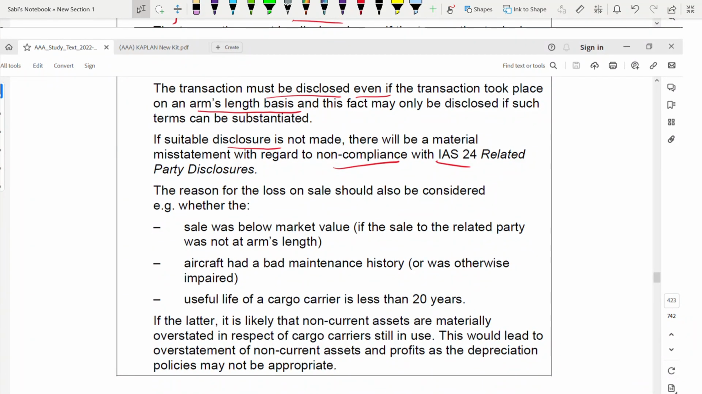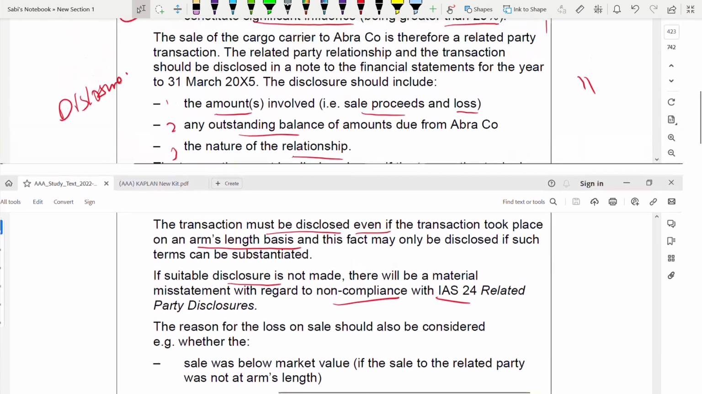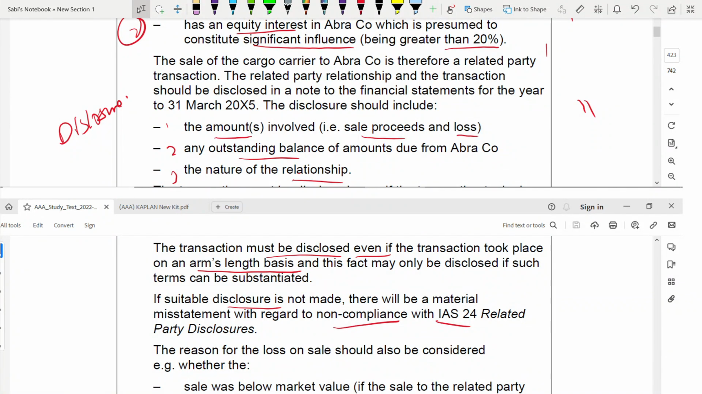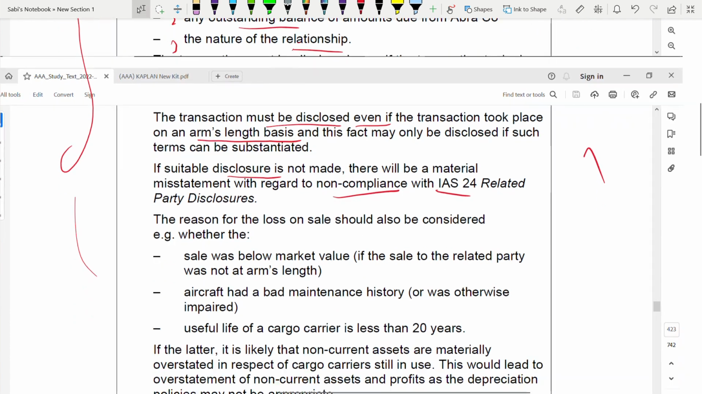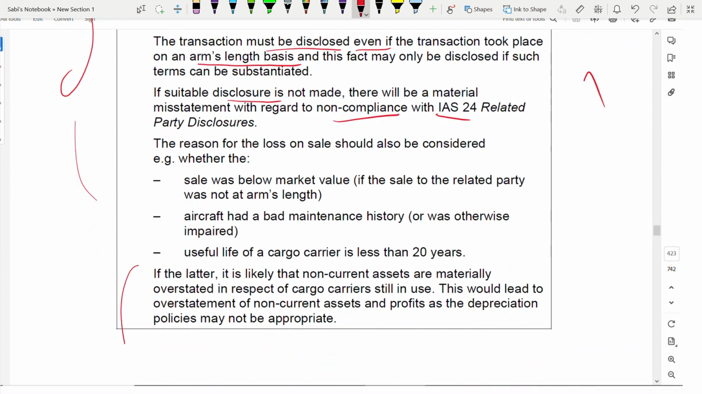So what could be the reason for the loss? Now, all these disclosures, 1 mark. This whole thing is 1 mark. And the last paragraph is like a conclusion. This is another 1 mark. So this adds up to 4 marks.